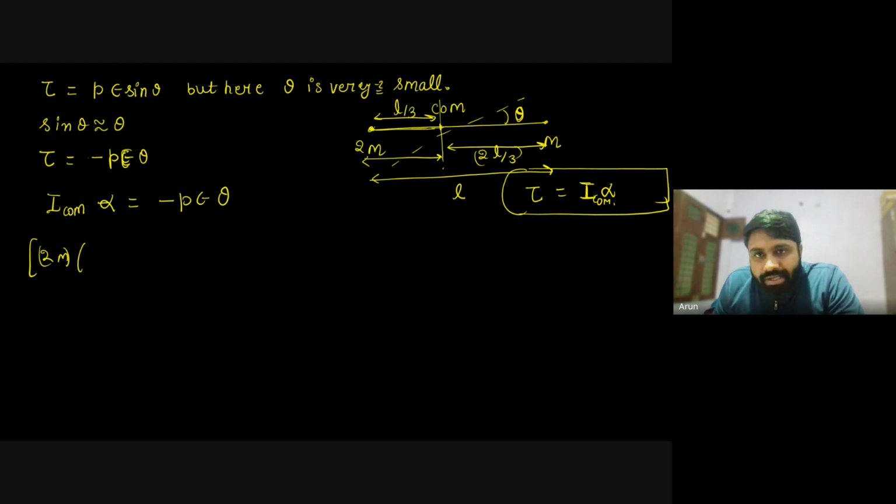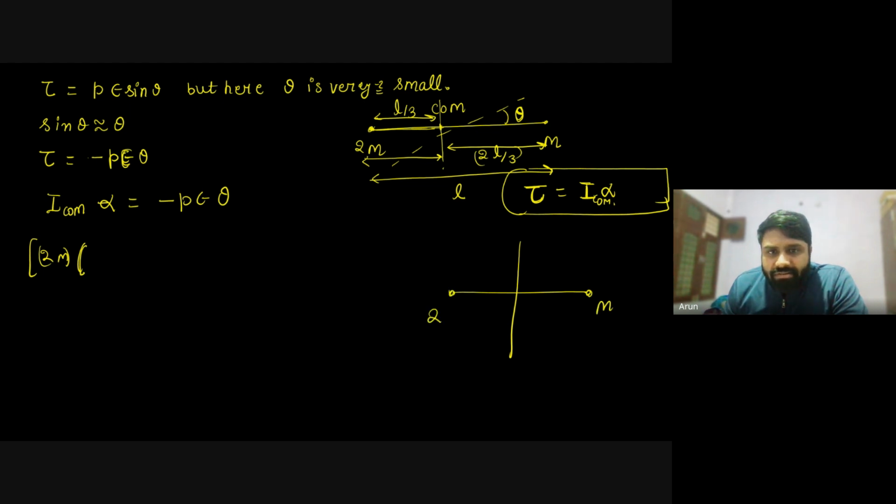Now we also know that this torque is equal to I alpha from rotational dynamics. Now I is the moment of inertia about the center of mass. So here we have a system of two particles, m and 2m. So it is very easy to calculate the center of mass of them.